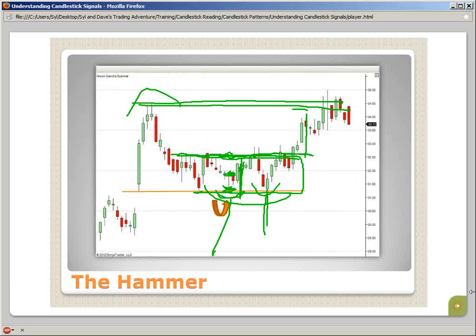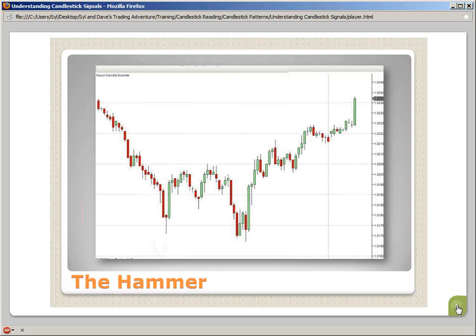All right, so let's move on. Do you see a hammer here somewhere? Where's the hammer? Anybody see it? You got it figured out? You know where it is?